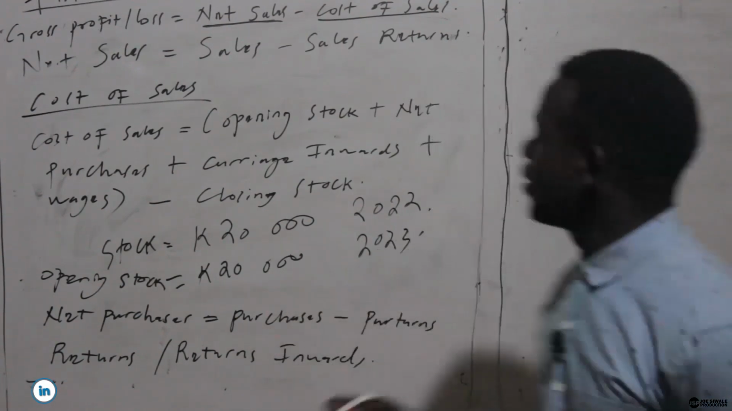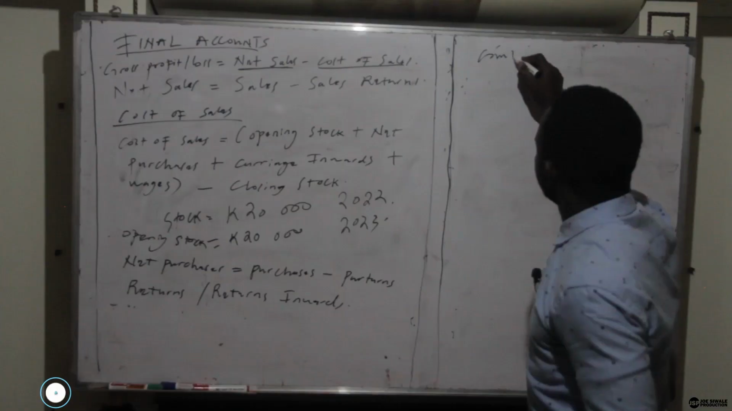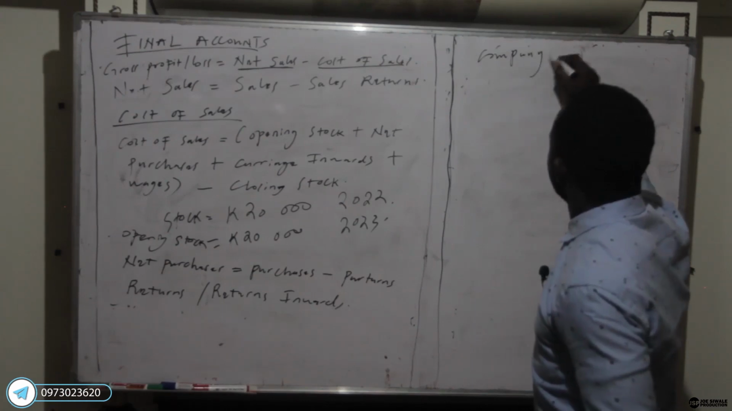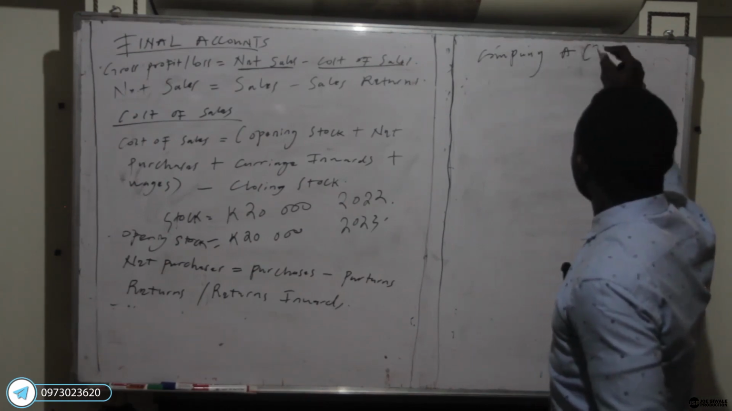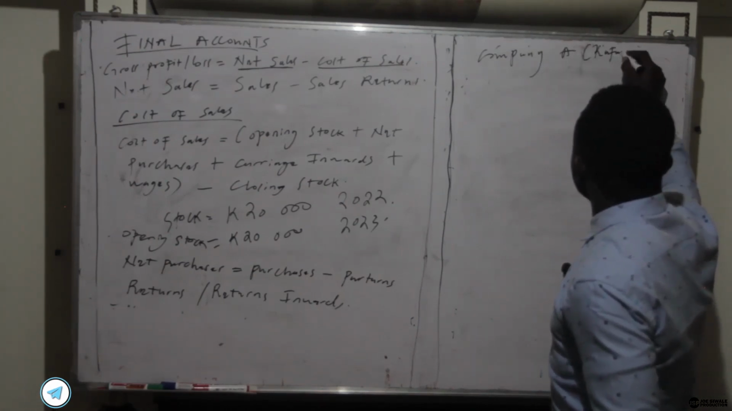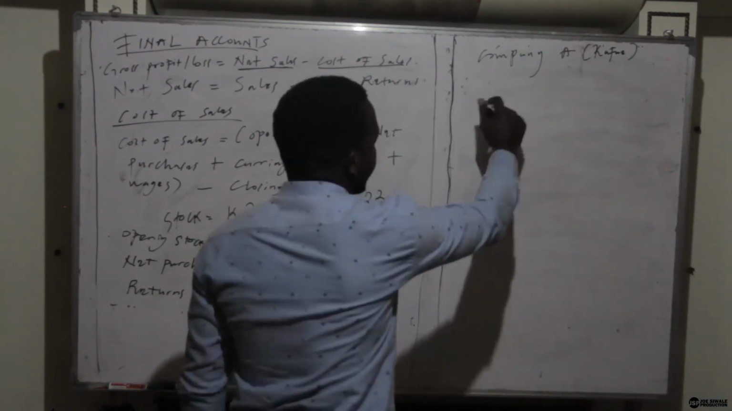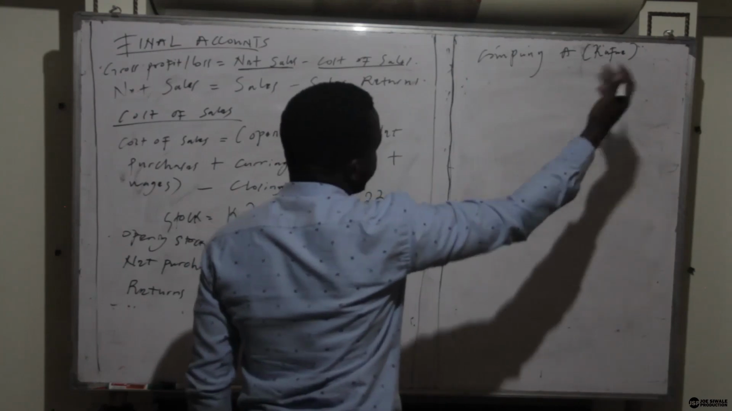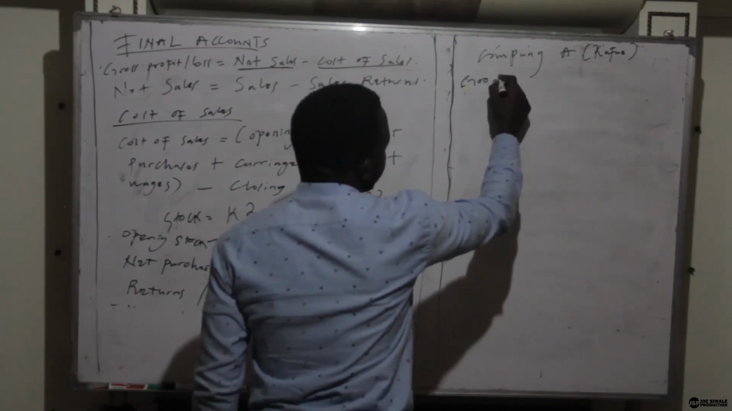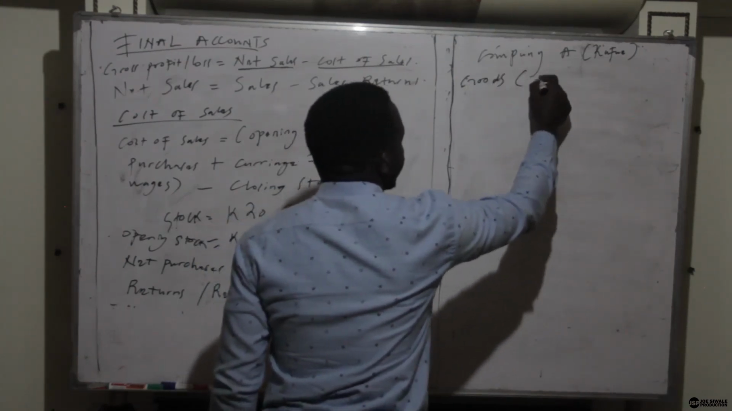For example, if we have company A, and this company A is located in Kafue, and it buys goods which it has to resell, and these goods are bought in Kawe.